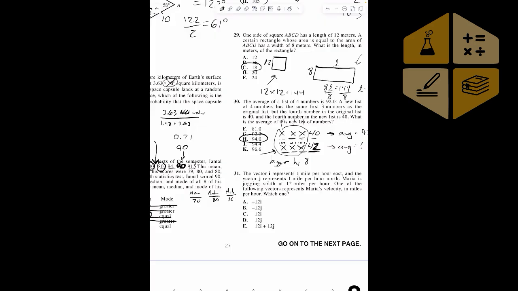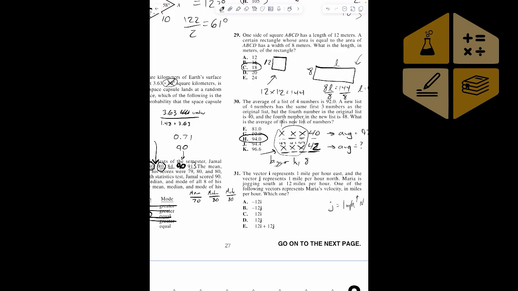Number 31, the vector i represents 1 mile per hour east, and the vector j represents 1 mile per hour north. Maria is jogging south at 12 miles per hour. One of the following vectors represents Maria's velocity in miles per hour. Which one? Well, you don't have to know what a vector even is, really, to get this question right. What we need to know is that j represents 1 mile per hour north.